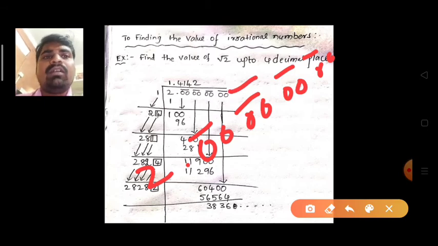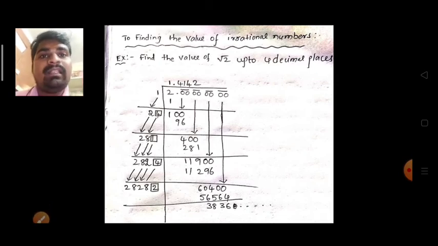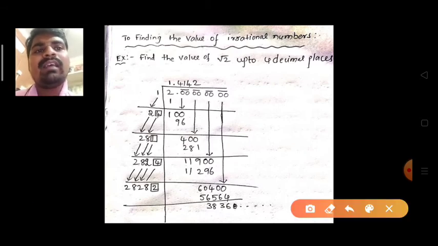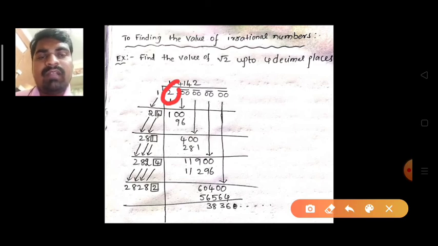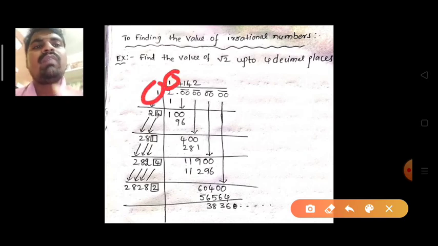So how to start? First of all, 2 is there. So you have to start with the perfect square method. Perfect square method, you know, multiply the same number twice. For example, 1 1 is a 1, 2 2 is a 4, 3 3 is a 9. But here what is the first digit? Only 2. So you should take a perfect square only. 1 1 is a 1, 2 2 is a 4. 2 2 is a 4, which is more than the 2 value. So you should take smaller than 2. So 1 1 is correct. That's why here first of all 1. In the quotient also you should write 1. So 1 1 is a 1.